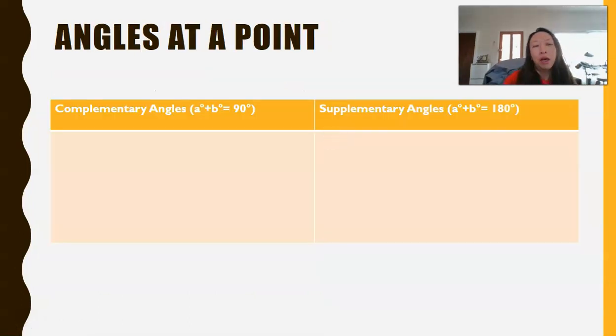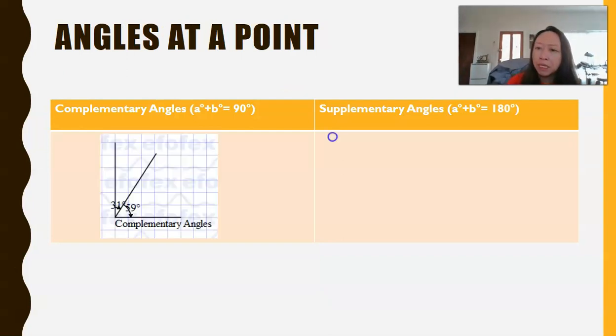So okay, let's look at angles at a point. So basically, there are two sets of angles. The first set is called complementary angles. So complementary angles will add up to become 90 degrees.